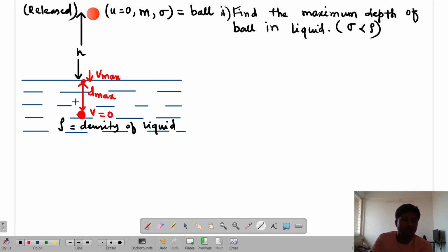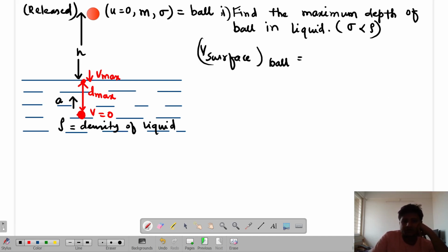Velocity becomes zero only because of one factor: when the ball is going deep down inside the liquid, some kind of retardation, an acceleration, is working in the upward direction, because the density of the ball is less than the density of the liquid. Are you able to get me or not? So the velocity of the ball at the surface becomes how much? Simply root 2gh.